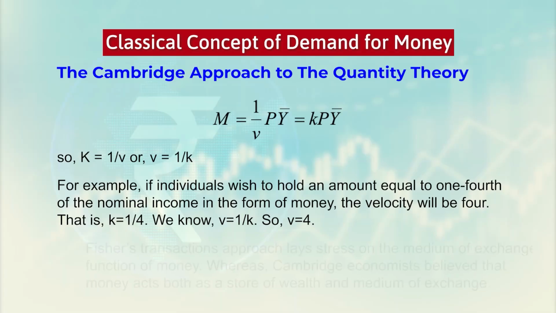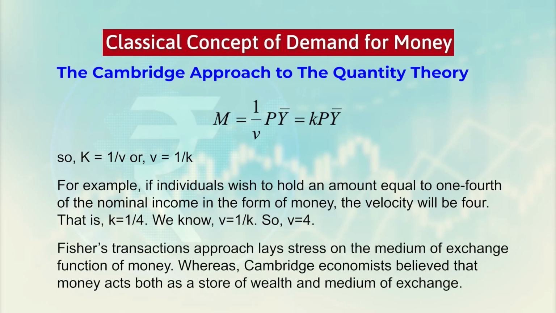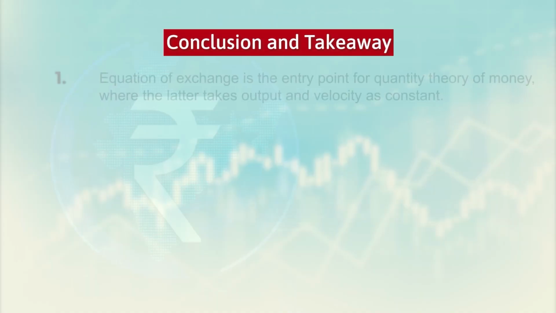Fisher's transaction approach lays much stress on the medium of exchange as the function of money, which we explained at the very beginning of this lecture, whereas the Cambridge approach believed that money acts both as a store of wealth and the medium of exchange. So almost these are the things explained in the classical approach to the quantity theory of money. And if we sum up all these things together, the bottom line is that from this demand for money lecture, we can have these 4 concrete points.